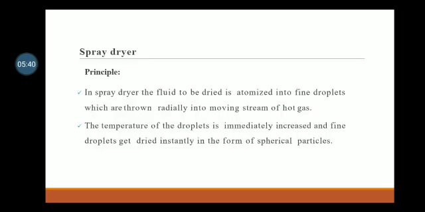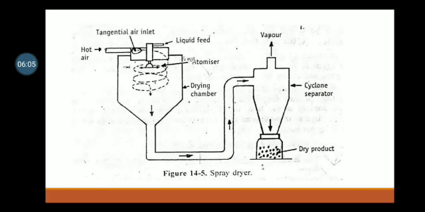Then spray dryer. Principle: in spray dryer, the fluid to be dried is atomized into fine droplets which are thrown radially into a moving stream of hot gas. The temperature of the droplets is immediately increased and fine droplets get dried instantly in the form of spherical particles. This is the diagram of spray dryer. Tangential air inlet, hot air enters, then liquid feed, atomizer, drying chamber.